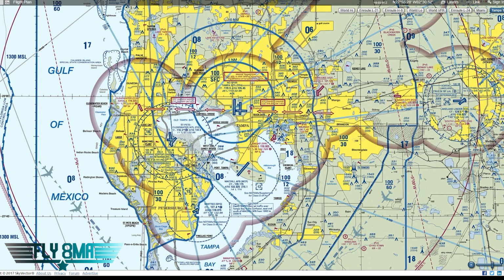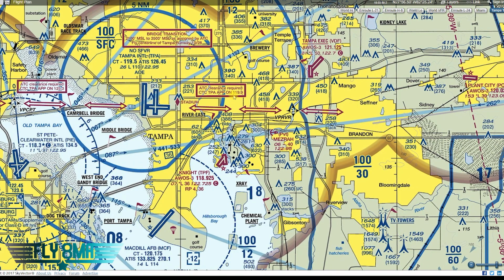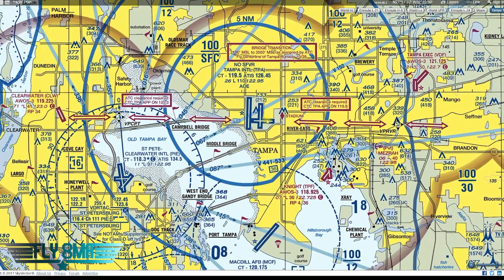So maybe you're coming in. They want you to call up right when you're around this area, and they want you to call on 119.9. ATC clearance required, contact Tampa approach 119.9. And they're going to give you clearance to go through the Bravo. You're very likely to get clearance to go through the Bravo from 2,100 feet MSL to 3,500 feet MSL.